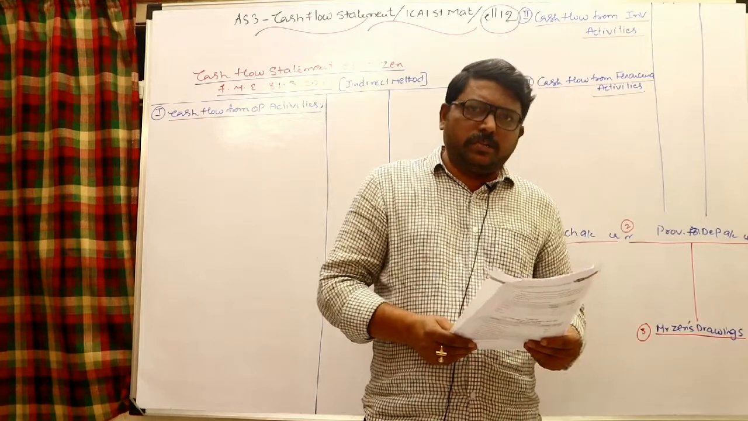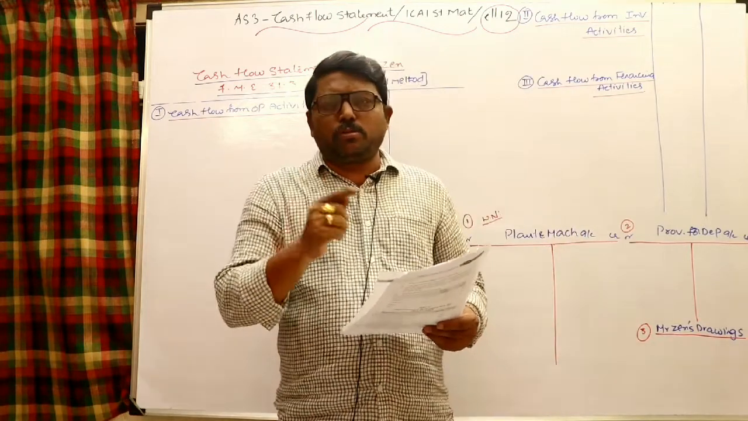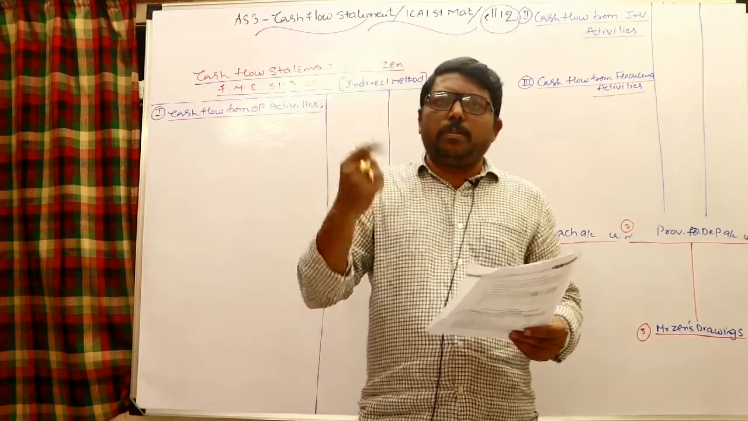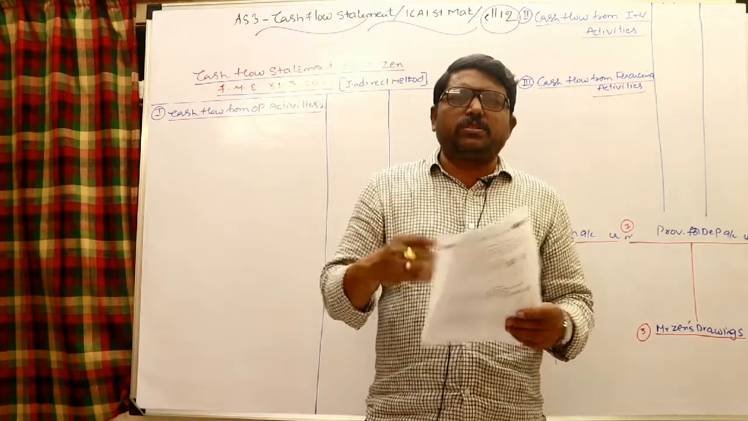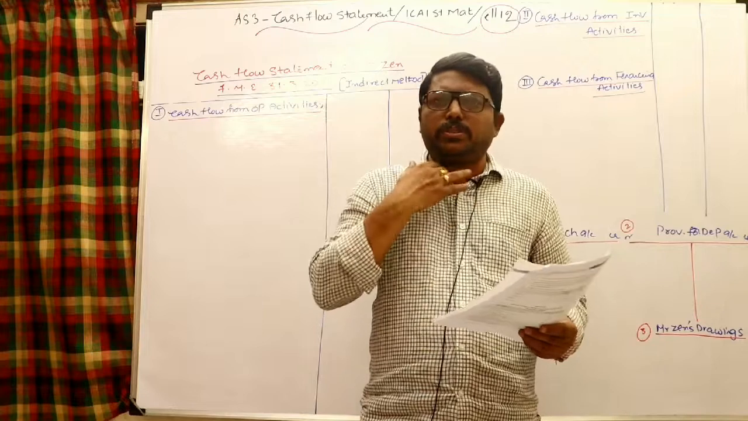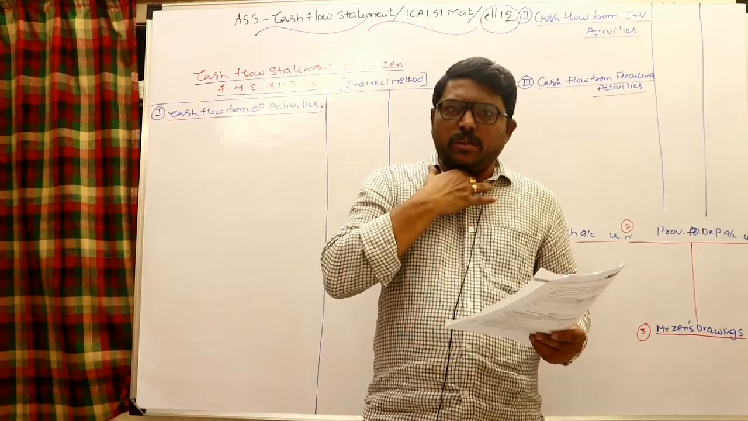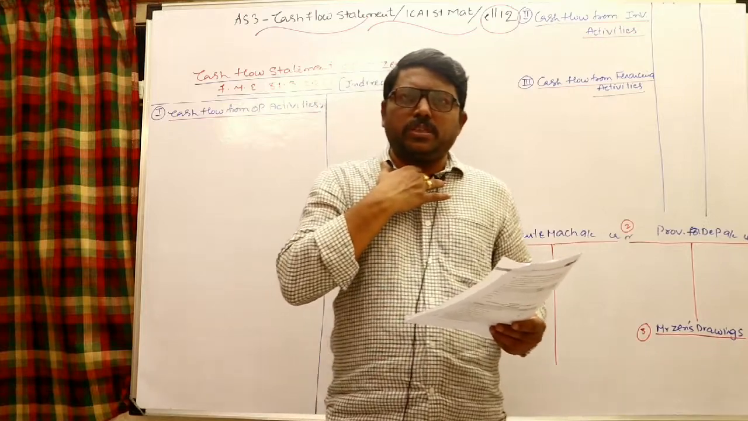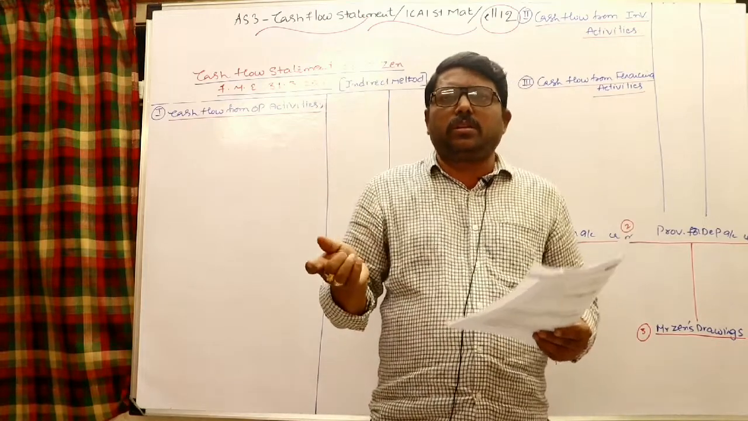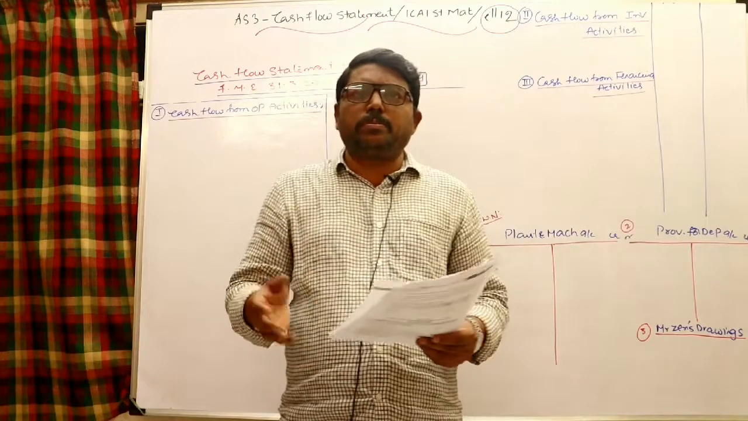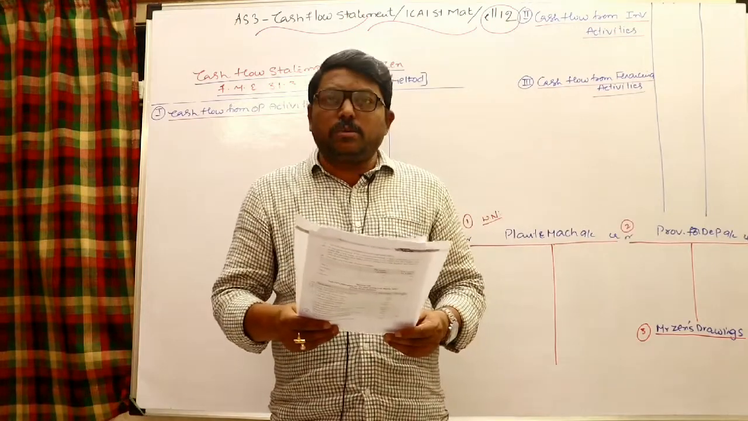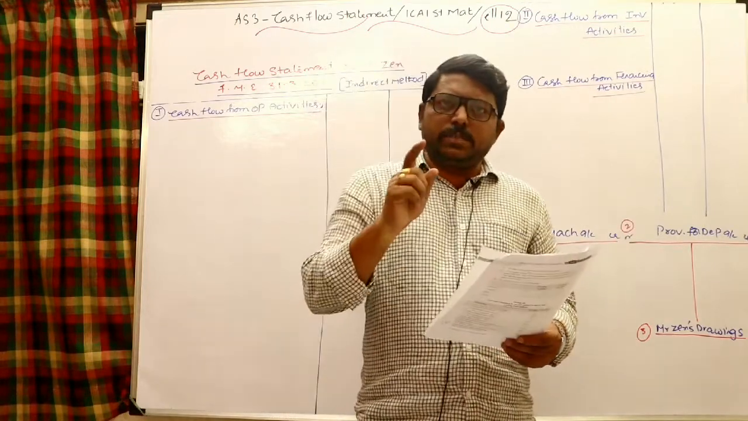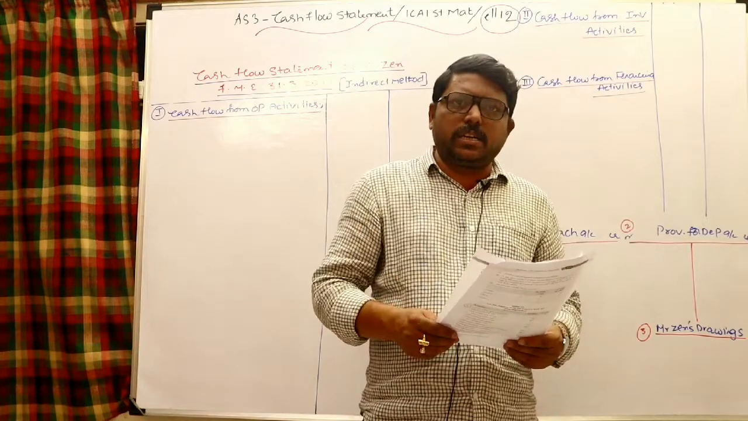Under the provision method, every year the entry will be depreciation to provision for depreciation and P&L to depreciation. Otherwise you can say P&L to provision for depreciation also, not depreciation to asset. Depreciation to provision for depreciation, P&L to depreciation, which means P&L to provision for depreciation. That is the entry we need to write under the provision method. In this method, the asset is always maintained at the historical cost.